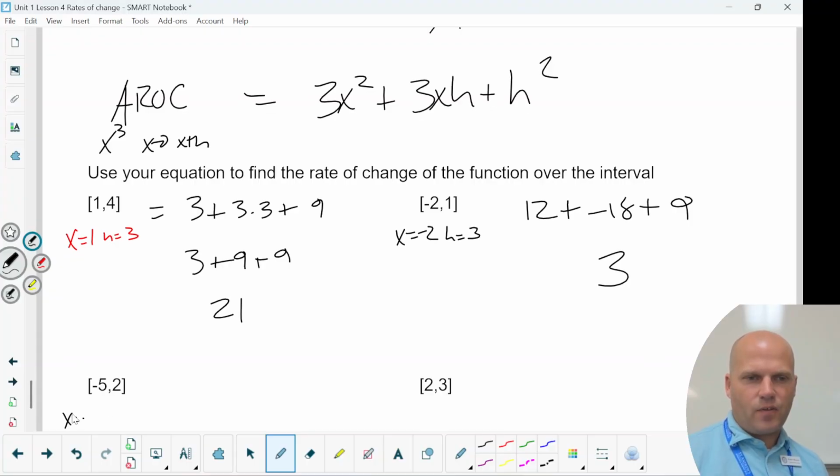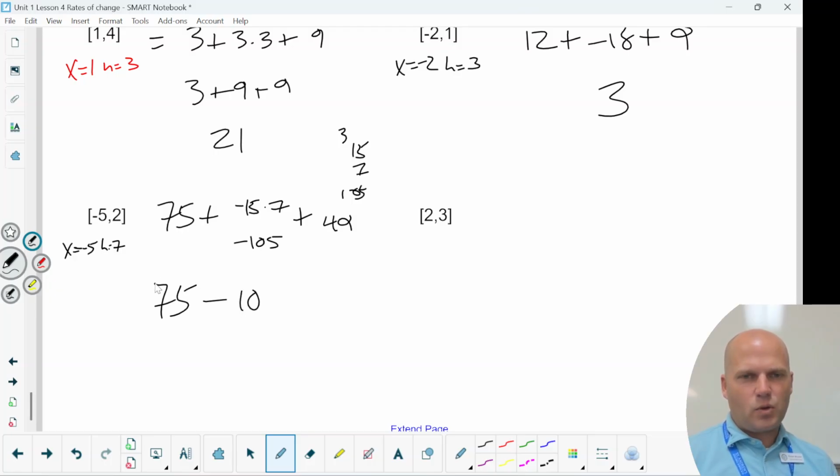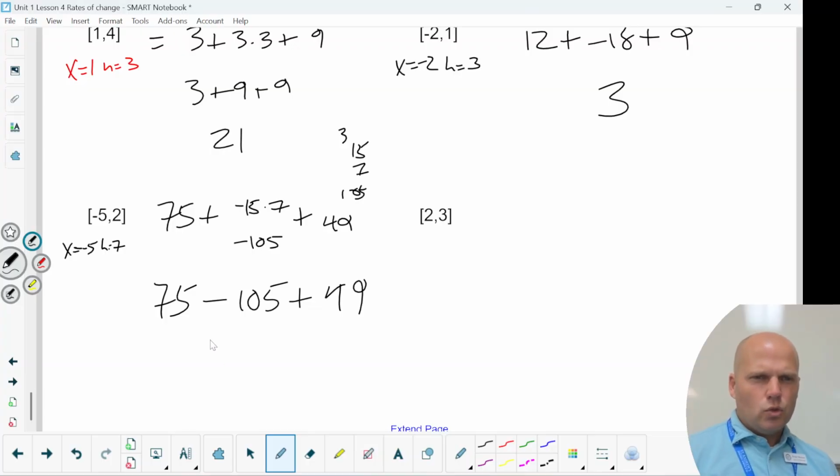Okay, so x is -5. That means I'd get 3 times 25, which is 75. 3 times -5 is -15. Oh, h is 7. So -15 times 7, which is -105. And then plus 49. So 75 minus 105 plus 49. 75 minus 105 is -30, plus 49, okay, 19. Done.